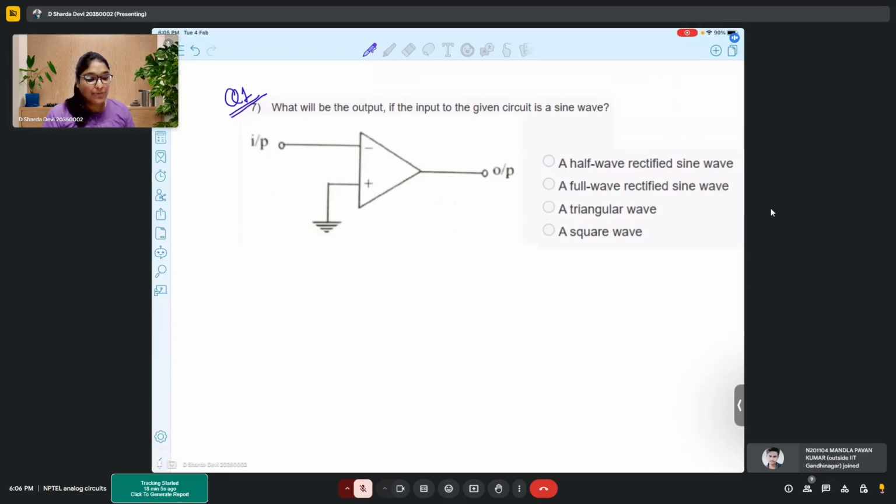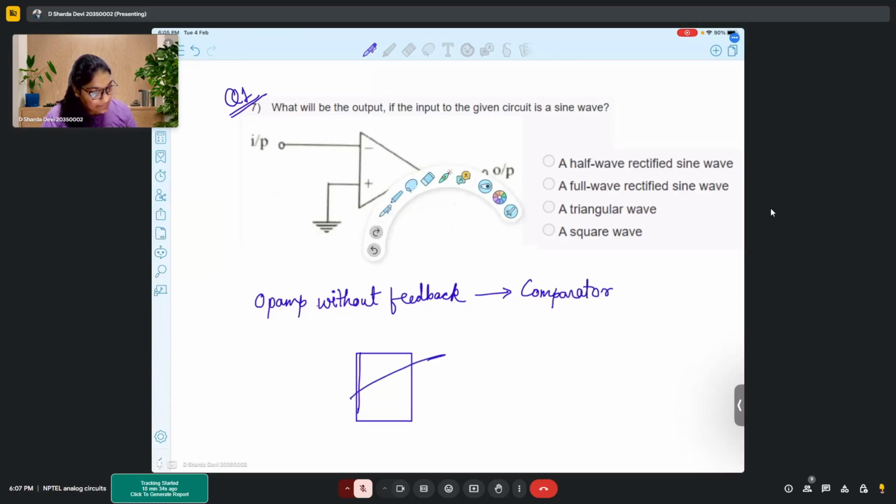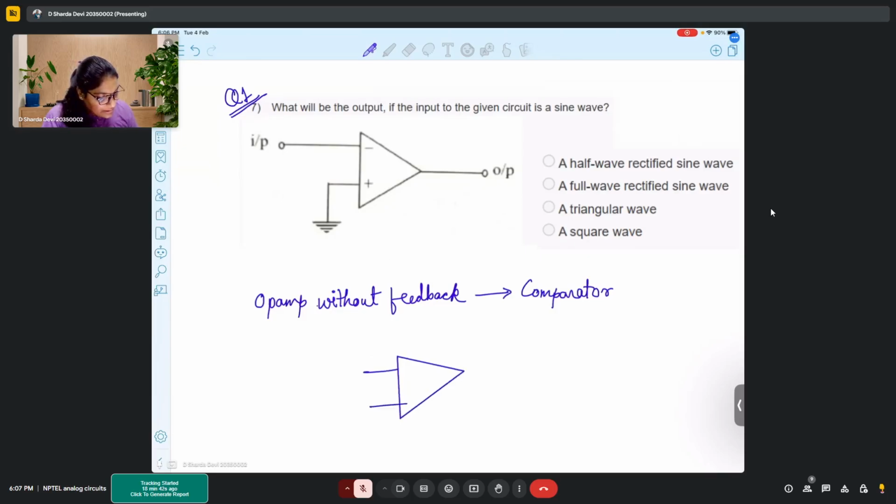Here, when you don't use a feedback network, the op-amp without feedback becomes a comparator. By comparator, what do I mean? In a comparator, you have some reference voltage, let's say it is ground. Here you will see the output, with plus VDD and minus VDD, and here you are giving the input.